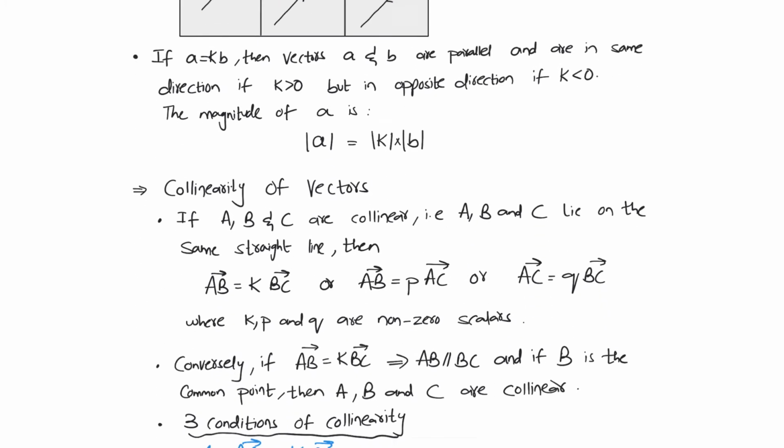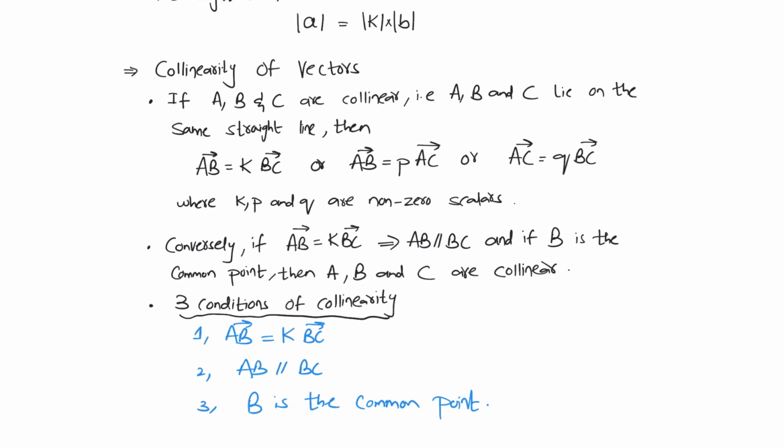Then there is a concept of collinearity of vectors, which simply means that the 3 points A, B and C are going to lie on the same line, and the vectors AB, BC and AC are going to be collinear. So if you know that A, B and C are collinear, that means A, B and C all lie on the same line. For example, A, B and C. The 3 points lie on the same line. If the 3 points are collinear, then they must lie on the same line.